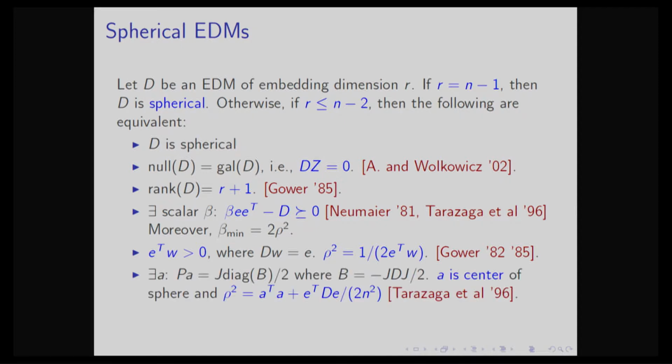If and only if this system has a solution A. So P is the configuration matrix, and in this case, A is the center of the sphere, and this is the radius of the sphere. These are some of the characterizations of spherical EDMs. There are others, but these are the more important ones. Notice they are very different, and each one is really useful in some cases, depending on what case you have.